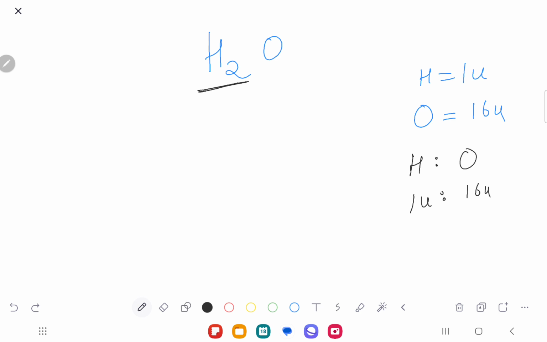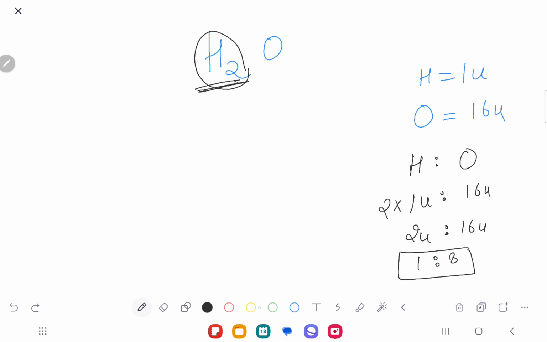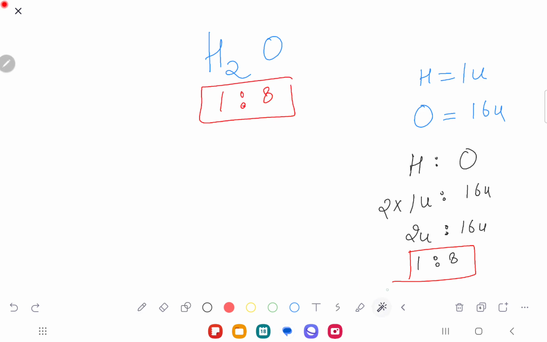Because in the water molecule, we have two atoms of hydrogen. So 1 times 2, the mass shall become 2U is to 16U, isn't it? So it is going to be 1 is to 8. Are you understanding my point? So when I have 1 is to 8, what exactly does that mean? This ratio shall remain 1 is to 8. I hope you're understanding the concept.